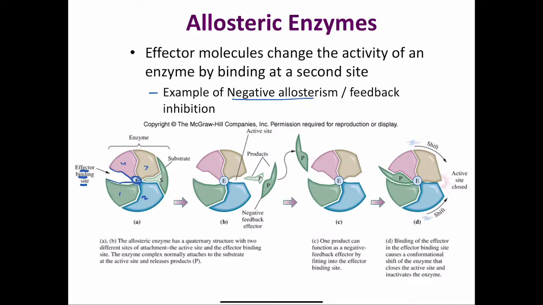But what happens is, after the enzymatic process is finished, the substrate goes through the transition state and gets released as products. But you get two different products, and one of those products actually happens to fit just right into that effector binding site. And when it binds in here, it changes the conformation of the active site. So the binding of the effector in the effector binding site causes a conformational shift of the enzyme that closes or shuts the active site and therefore inactivates the enzyme.